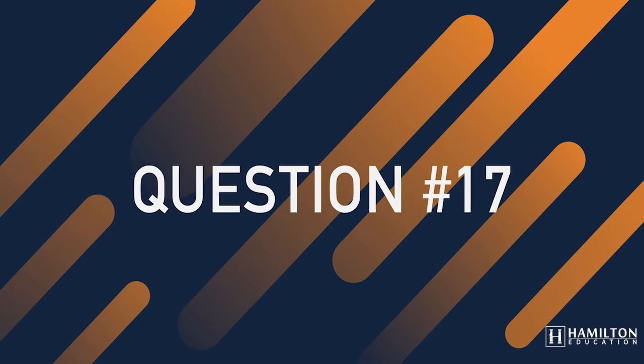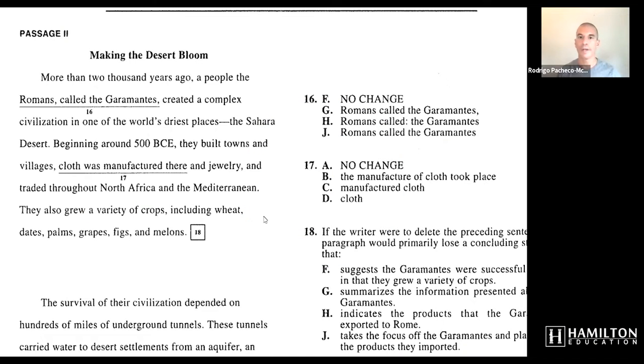Question 17 is a parallel structure question. When it comes to writing, when we present information, we want to use the same kinds of structures, particularly if we have a list. And that's what we have here. So we have a verb followed by an object. So they built towns. If we look at our other example here, traded throughout North Africa. So we want the item in the middle to follow this same structure. So we're going to need a verb followed by an object.